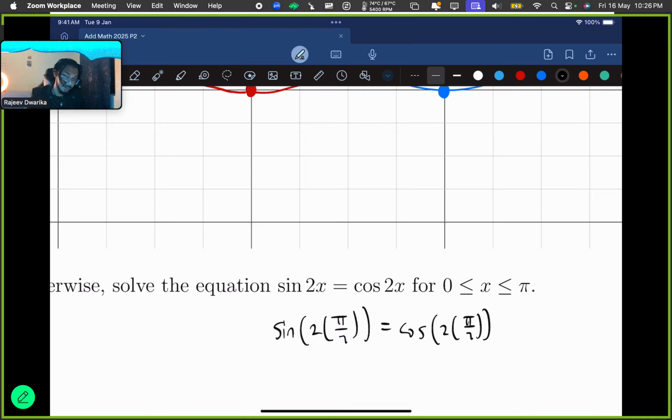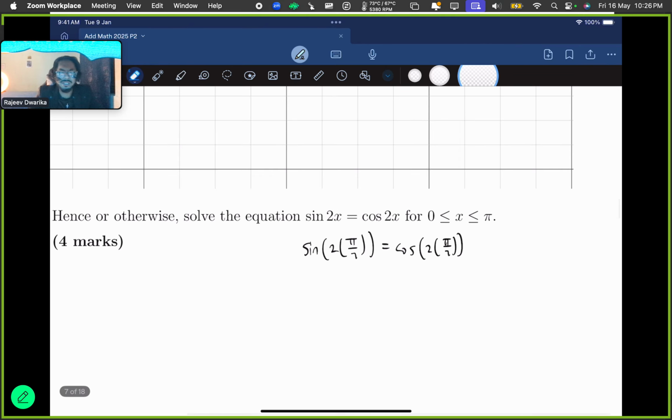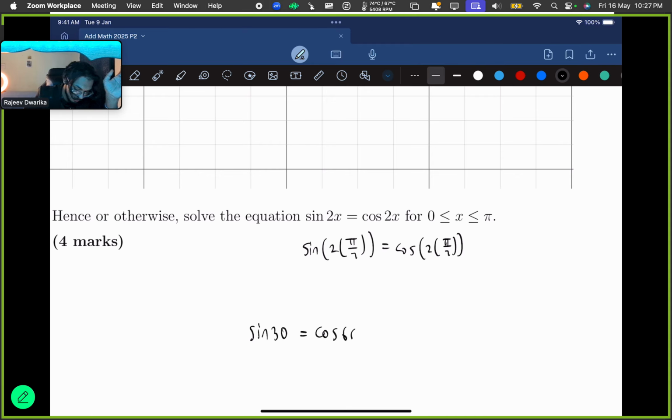Do you know about complementary angles? Yes, we had to learn a table for that. All complementary angles states is that anytime you have sine and cos, if the angles for both of them add up to 90, it's going to be the same. Let me give you an example. If I have sine 30, that should be equal to cos 60. Yes or no? Yes, sir.